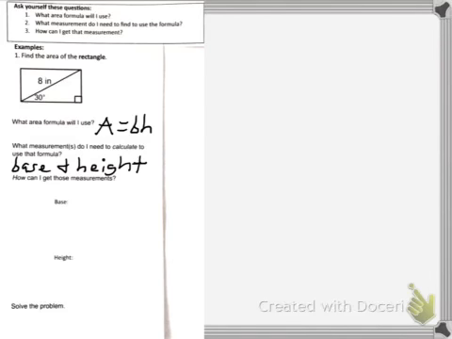So the first thing I need to do is figure out how can I find the base. So let's look at our triangles here that have been created by that diagonal. I know that the height is over here on the right. I know that the base is down here at the bottom. These are the two things that I need to find. So let's start with trying to solve for the base here.